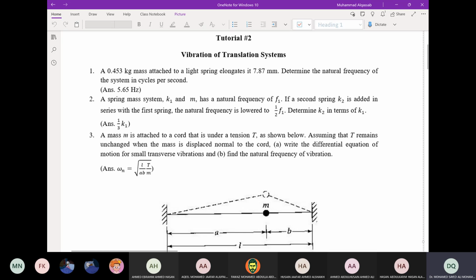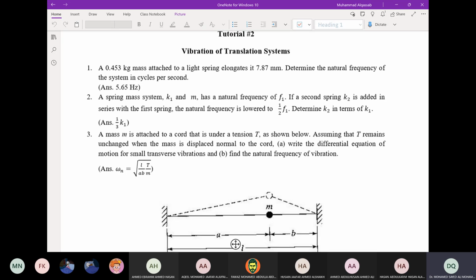Question number 1: we have a 0.453 kilogram mass attached to a light spring, which elongates it 7.87 millimeters. Determine the natural frequency of the system in cycles per second. The mass is given, and also the static deflection is given. So you have a light spring, which means a massless spring. When the mass is added on the spring, it will elongate to equilibrium at 7.87 millimeters.